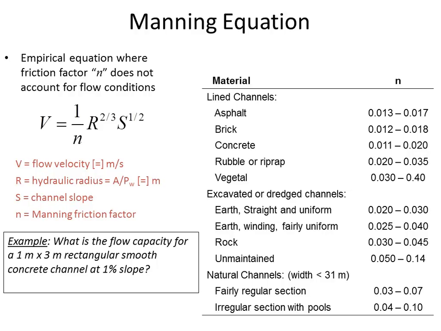It's still 3 square meters of surface area, and we're still using 0.011 for concrete. But if we now have this different hydraulic radius, and the original slope of 1%, what's the capacity of a 1x3 channel if it's tall? 15.5. 15.5 cubic meters per second. That's a significant reduction in capacity.